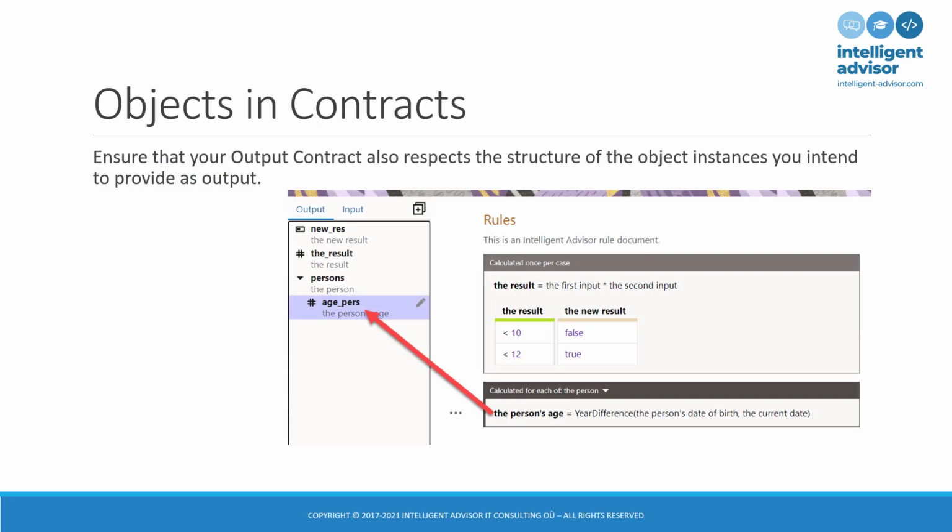So in this final screenshot, you can notice that I have in my outputs created a person's object with a single field called the person's age. So my output contract must also respect the structure of whatever it is I'm sending back to the calling application. So I intend to send back one or more persons in output and each person will have an age.